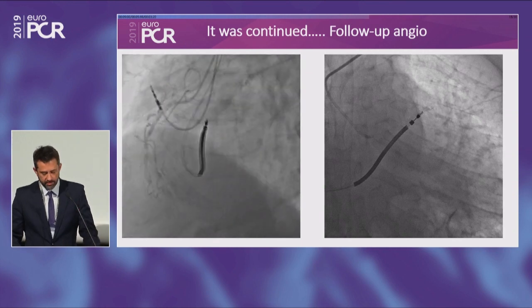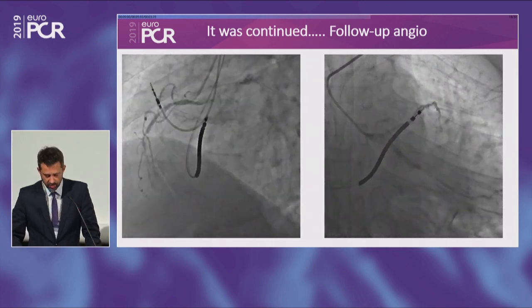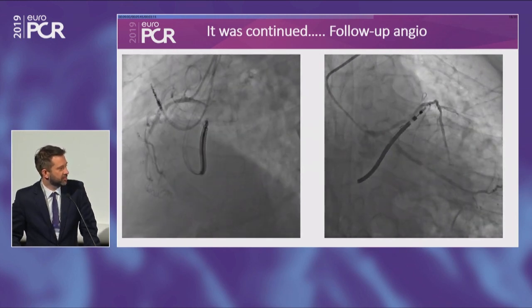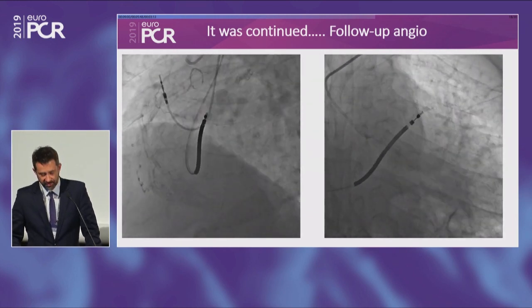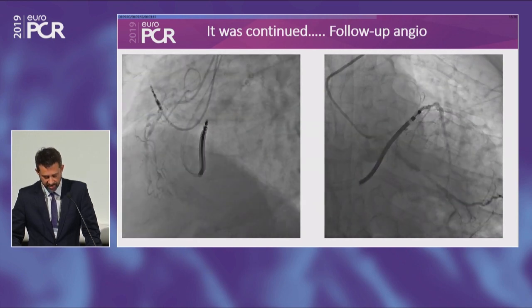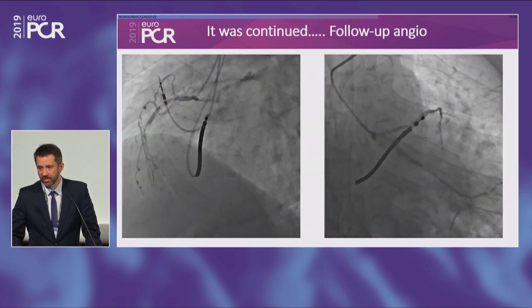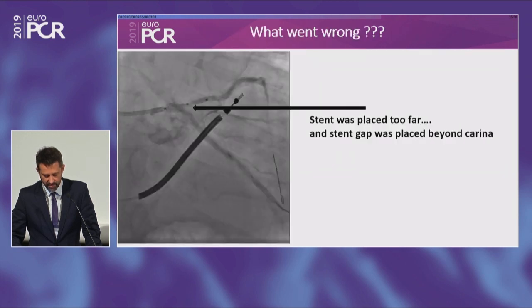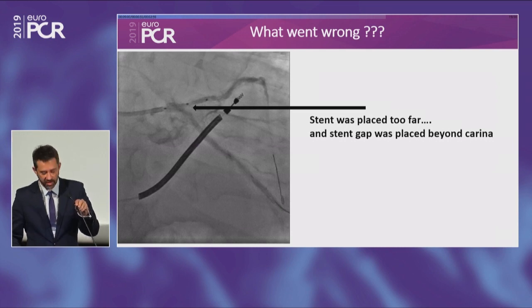So the follow-up angio was like this. Almost very similar to the previous one from the same December. The same stenosis in both proximal parts of the left coronary artery. So what went wrong in the previous procedure?